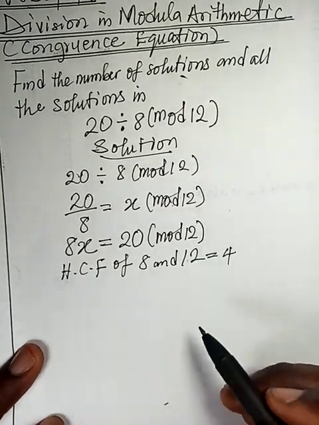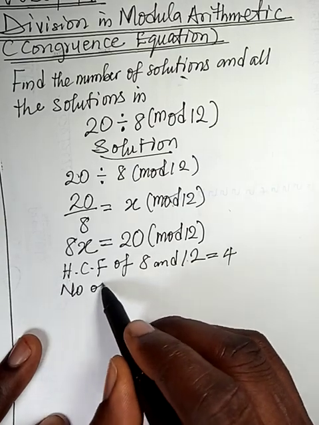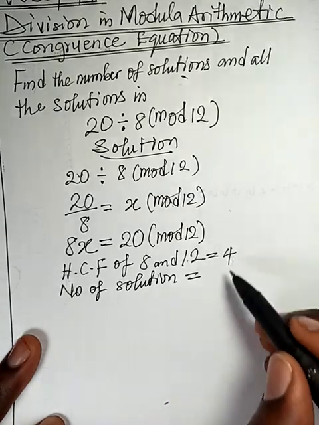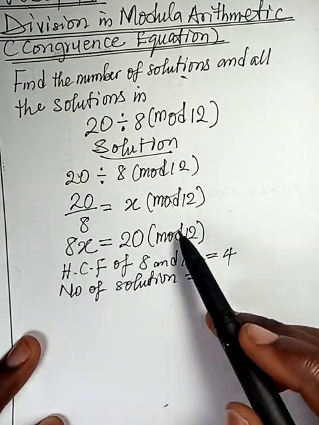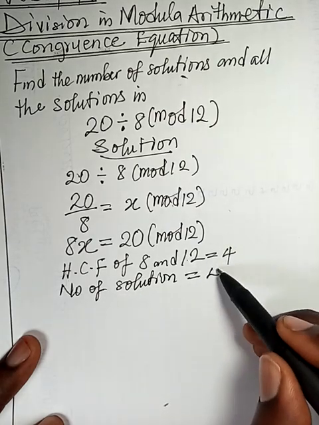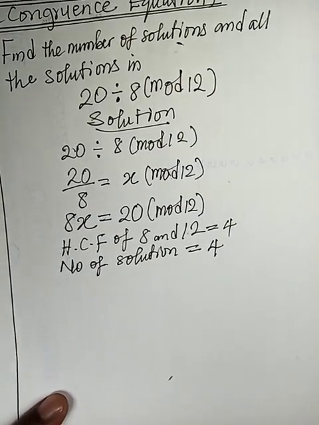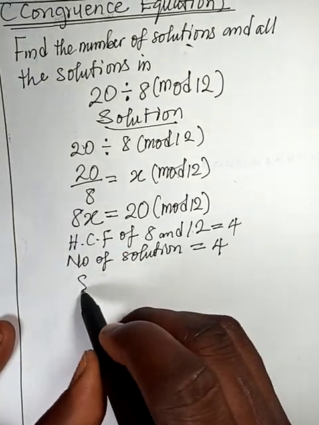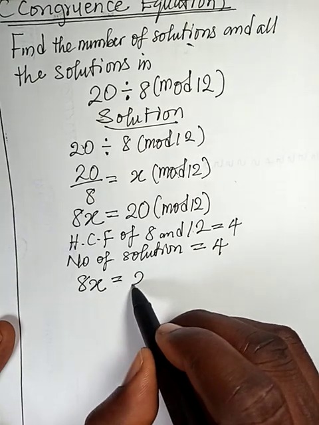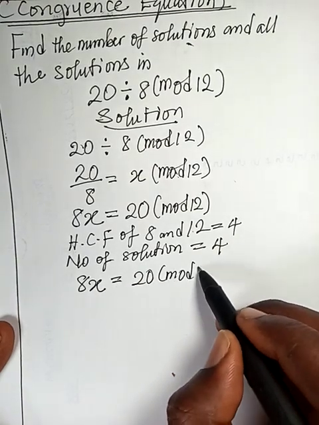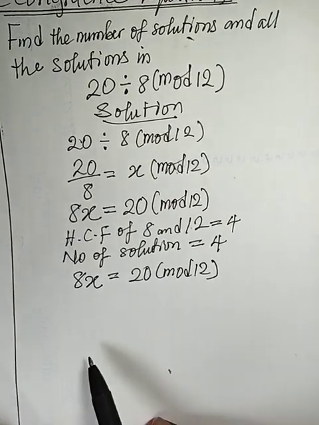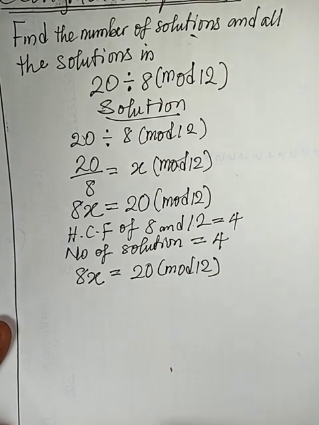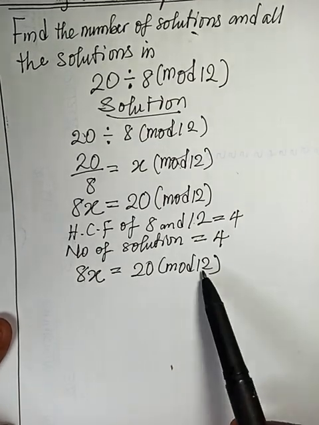Now, how many solutions are we going to have? The number of solutions after our test is going to be the same as the HCF of 8 and 12. So the number of solutions we're going to get will be 4. Okay, let's proceed. How do we get those solutions? Quickly, we have 8x is equal to 20 mod 12. Now, do you notice that 4 can divide 8, can divide 20, and can also divide 12? So we divide all through by 4, yes, including the mod.